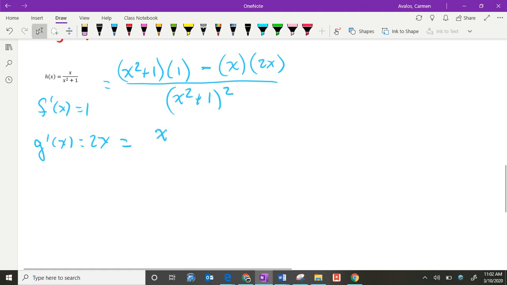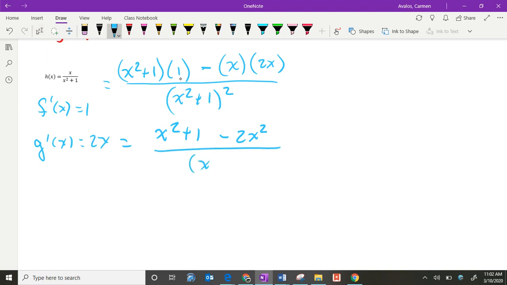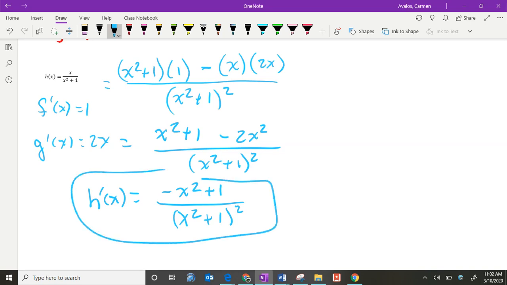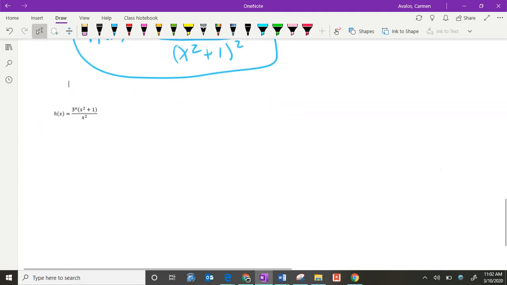So here I am going to get x squared plus 1 minus 2x squared all over x squared plus 1 squared. And then when you have that, it's going to be negative x squared plus 1 all over x squared plus 1 quantity squared. And so that cannot cancel because these are different signs. That cannot cancel. And so we are good to go. So your derivative of h of x is going to be that. You can't factor anything. You can't reduce it any further. That is your answer.